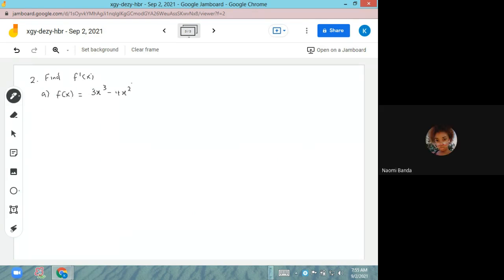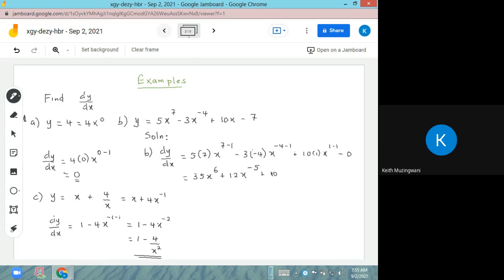Sorry, sir. How did the sign change from positive to negative on question C? From x plus 4x to the power negative 1, so minus 4. So it became this, is it?